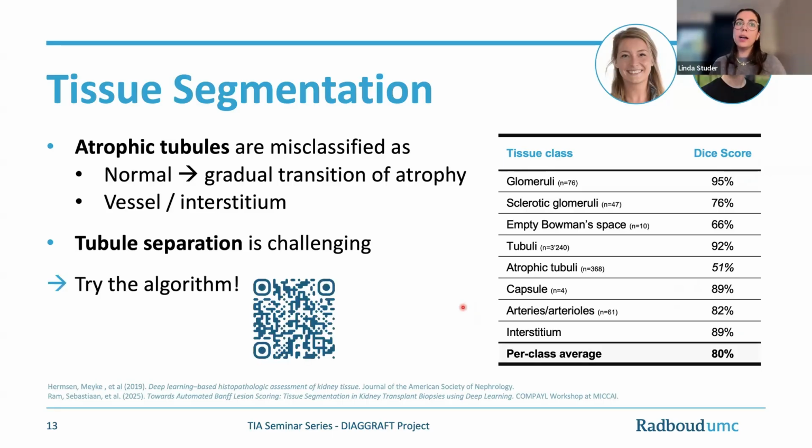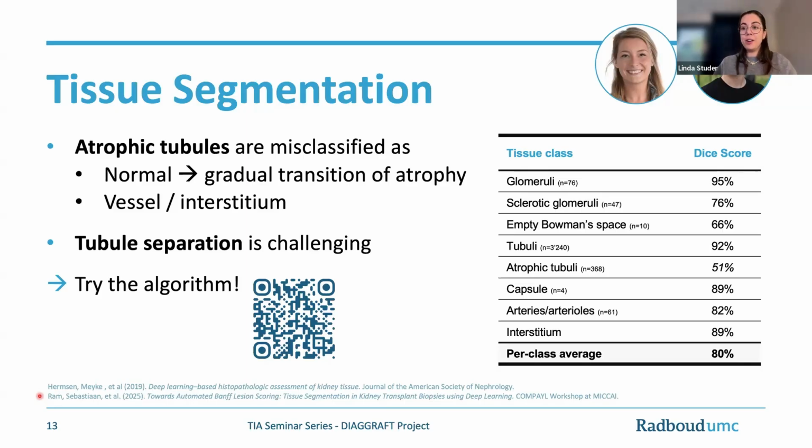Now, the most recent publication on this algorithm was from the COMPAY workshop this year. You can find it online, and you can also try the algorithm on Grand Challenge yourself. We've published it there, so you can upload your whole slides, run it, and see how well it works on your slides. And if you have any questions, Sebastian is now a PhD student with us, so feel free to reach out to us.